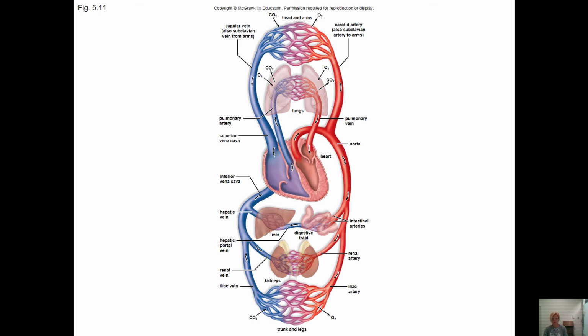So we'll pick up in the next video looking at the different circuits of blood flow throughout the body.